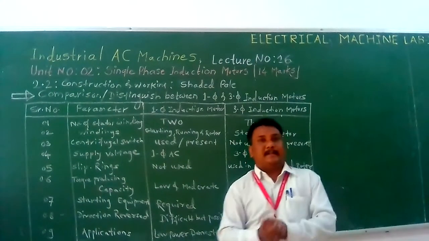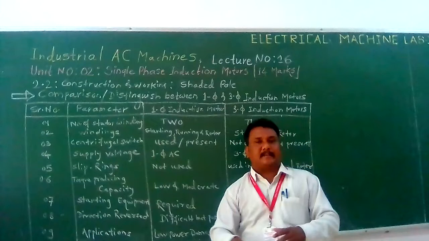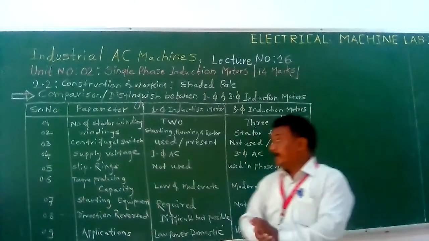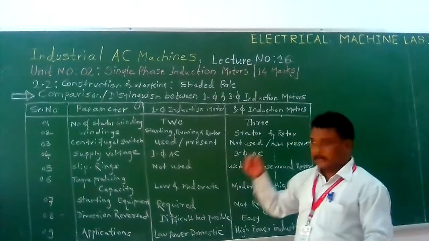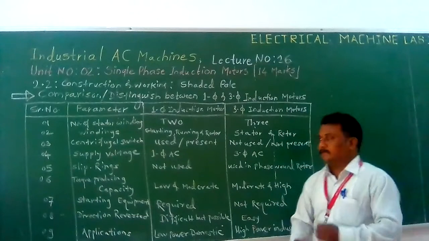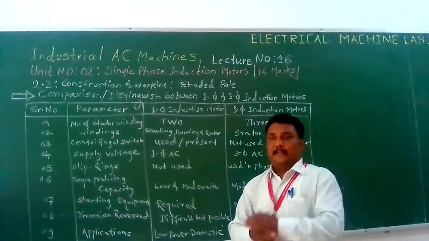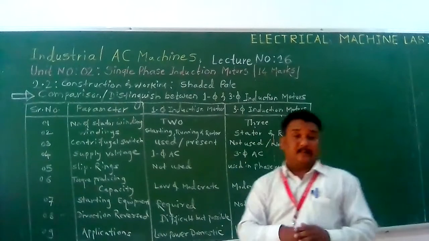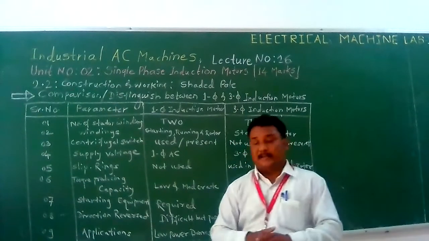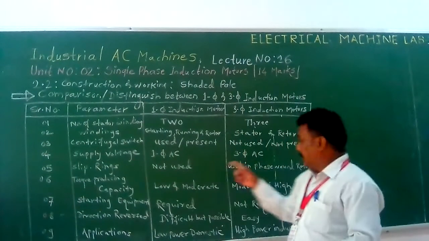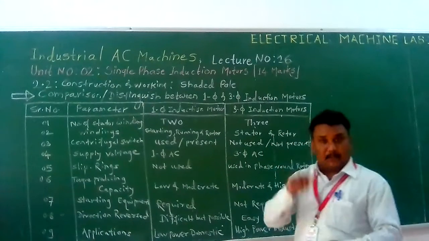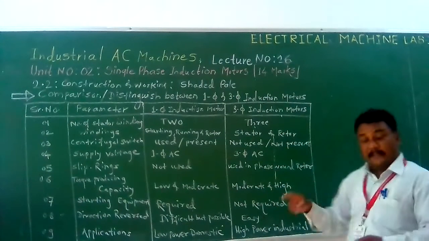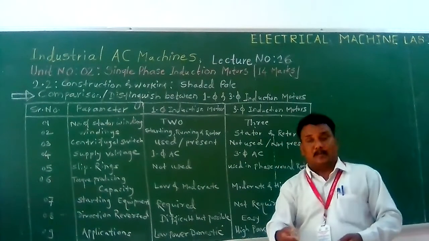Now the fourth parameter is supply voltage. A single phase induction motor requires a single phase AC supply, and a three phase motor requires three phase AC. Now the fifth parameter is slip ring. A single phase induction motor does not require a slip ring, it is not used, but it is used in a three phase motor, only with a phase wound rotor, that is, in a slip ring induction motor only.